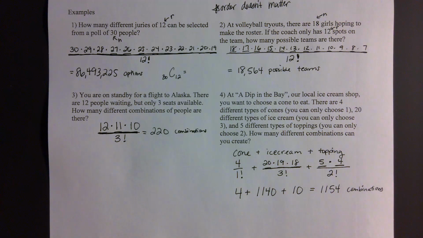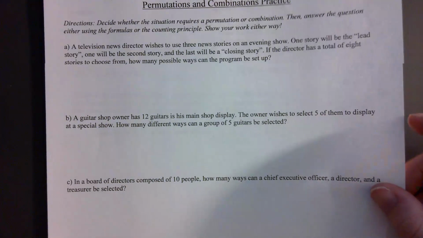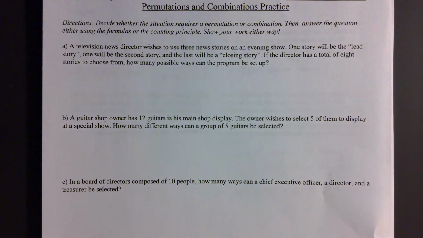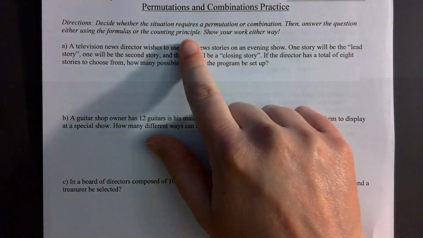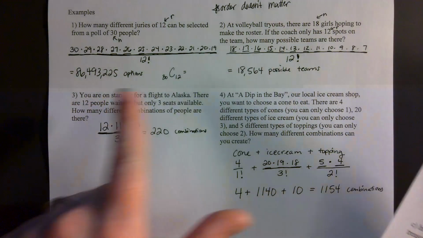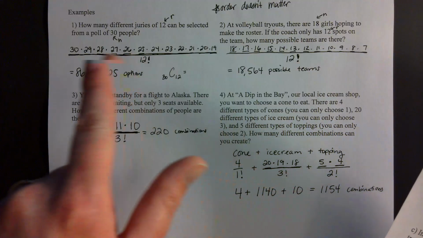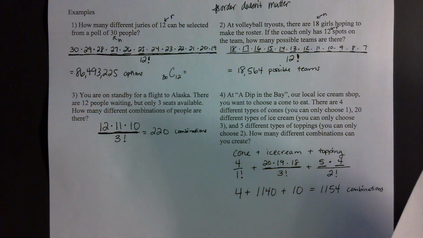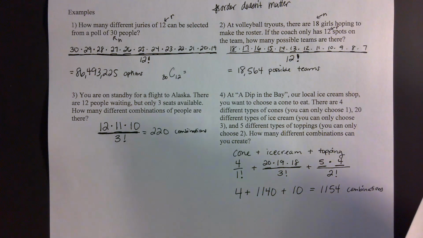So when you're looking at your practice worksheet, I want you to show me or tell me if it's a permutation or combination, and then answer the question using the counting principle. When I say counting principle, I want you to show me all of this work here, which is the counting principle. That's where all of this came from. Remember, permutation stemmed from the counting principle to begin with, and then it's just that the order mattered. And then for combinations, we just had to make sure that we divided out our repeats.